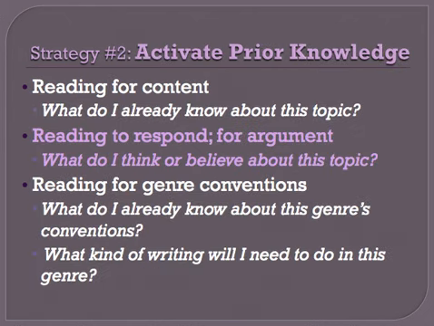Before reading strategy number 2 is to activate your prior knowledge. So this is basically making connections. Once you have your purpose established, you can make connections between this purpose and what you know about the reading. So for example, if your purpose is to read for content, you might ask yourself what you already know about this reading subject. If you're reading to respond to an author's opinion or argument about a certain topic, you might ask yourself what your opinions are or what your beliefs are about this particular topic. And if you're reading for genre conventions, you should ask yourself what you already know about the genre and what you know about the assignments that you're going to need to write within this genre in the future.